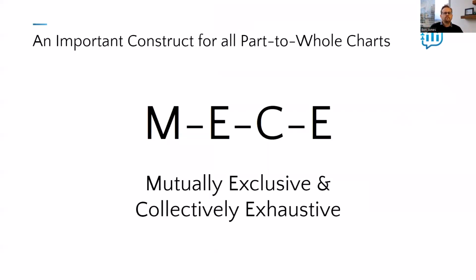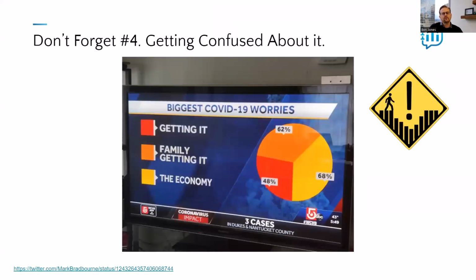And so the acronym to know is MECE, M-E-C-E. There's two parts to it, M-E, mutually exclusive, C-E, collectively exhaustive. The fact is that I find with part to whole charts, we really ideally need to be using individual segments of those charts that are MECE, mutually exclusive and collectively exhaustive, both, not one or the other, but both.